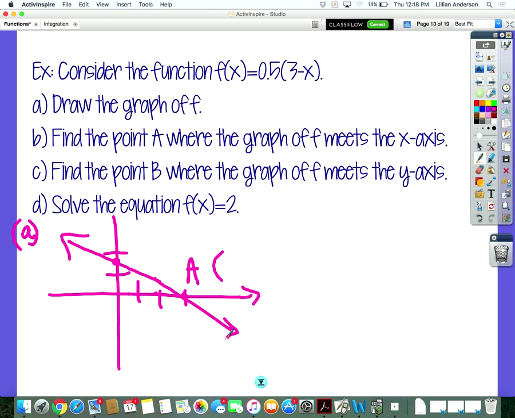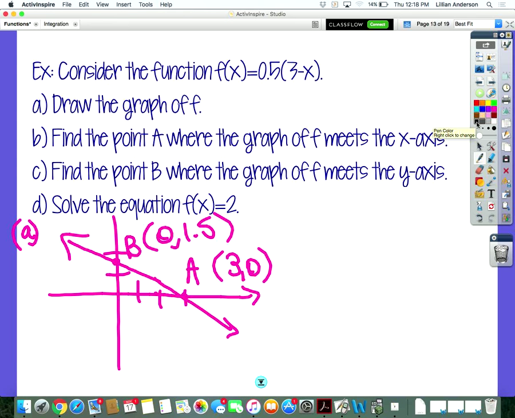Okay, so A is (3, 0). That's the point where it meets the x-axis. What's the y-intercept? (0, 1.5). Good. Now it's asking you, solve the equation f of x equals 2.